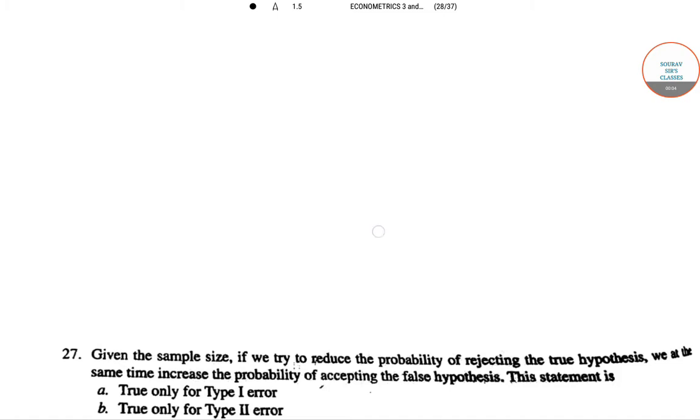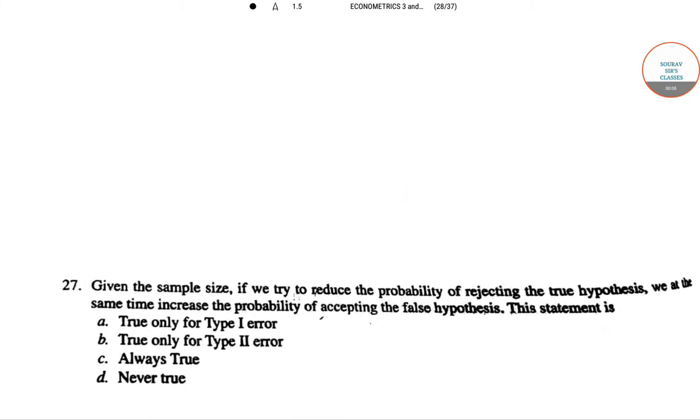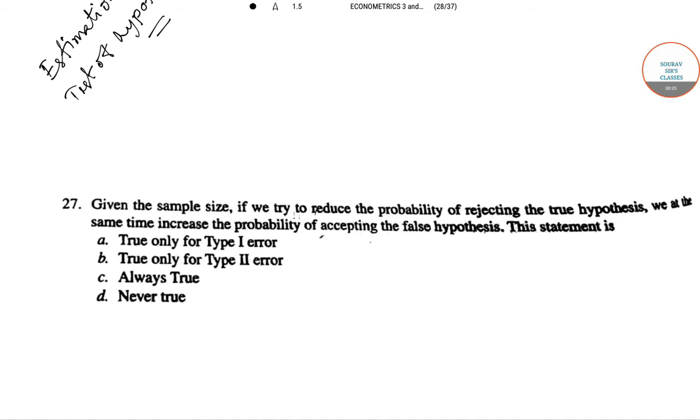In this video, I am going to solve many MCQs regarding the estimation and test of hypothesis. So the chapters are basically estimation and test of hypothesis. I have already covered many questions regarding this chapter in my previous video. So this time I am starting from question number 27.